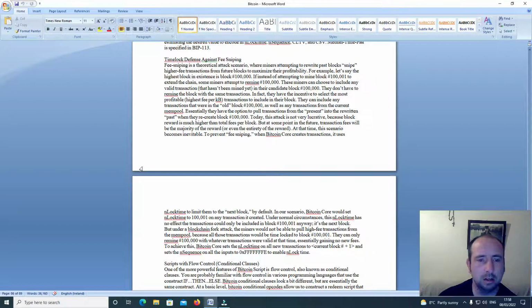Timelock defense against fee sniping. Fee sniping is a theoretical attack scenario where miners attempt to rewrite past blocks, sniping higher fee transactions from future blocks to maximize their profitability.